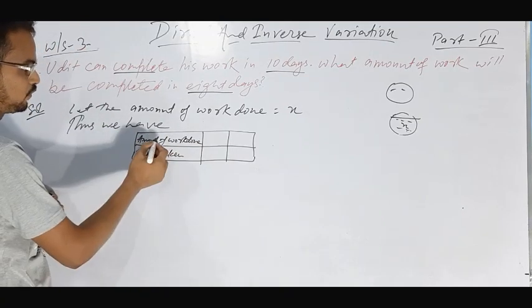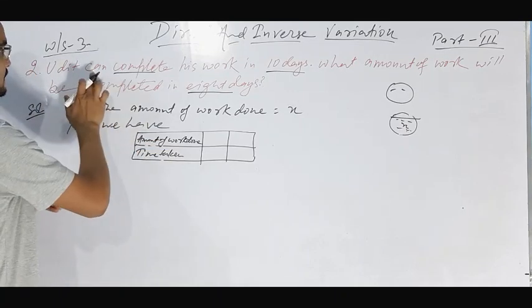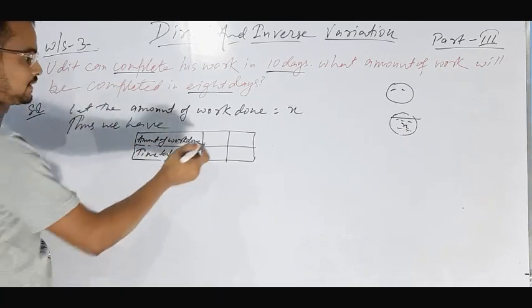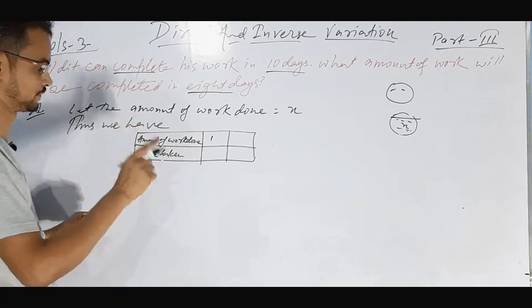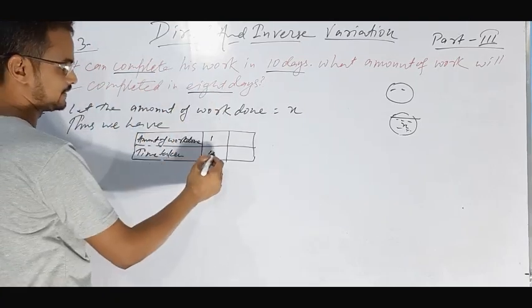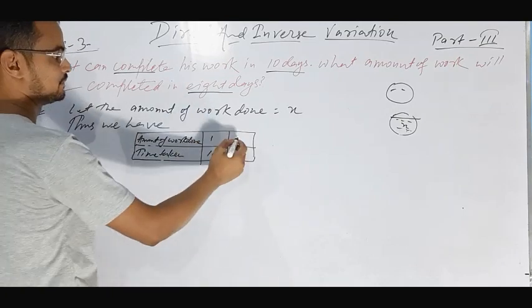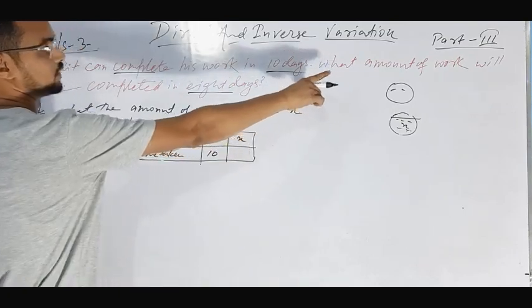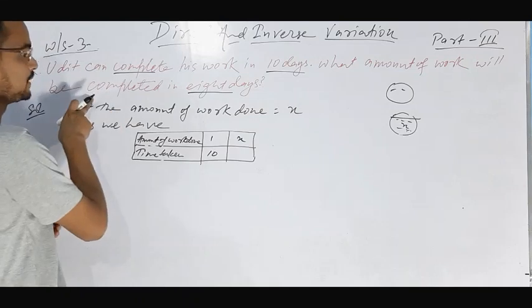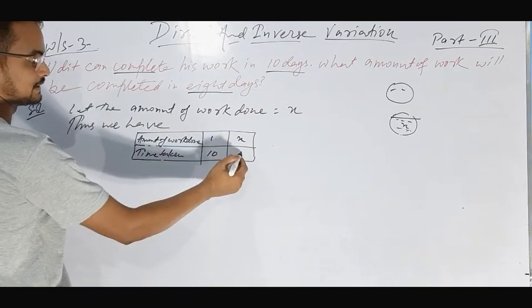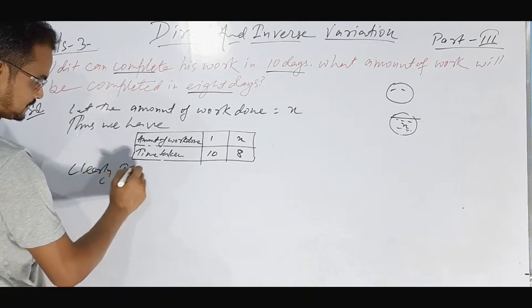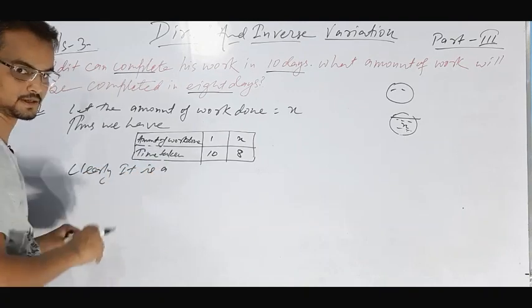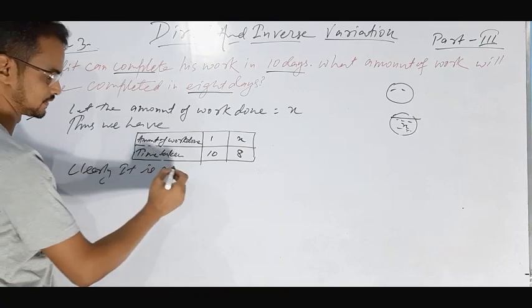Clearly, the amount of work done when he completes his work is 1, the complete work, and the time taken is 10 days. The amount of work that will be completed is x in 8 days. Clearly, it is a direct variation.